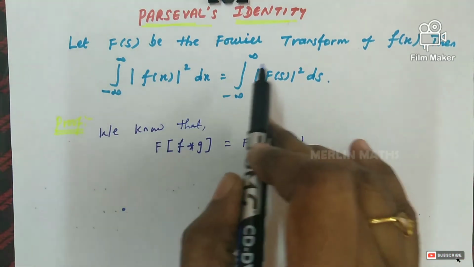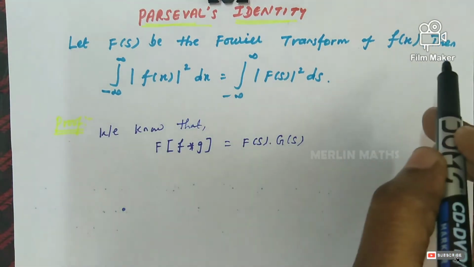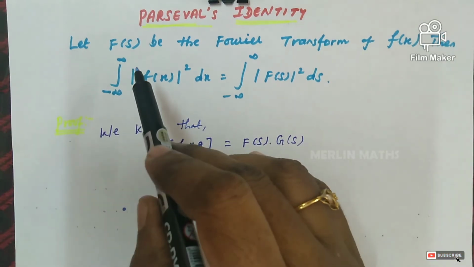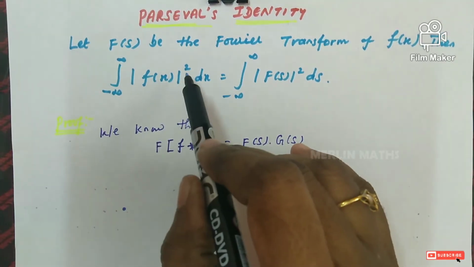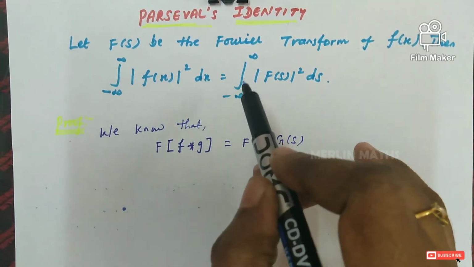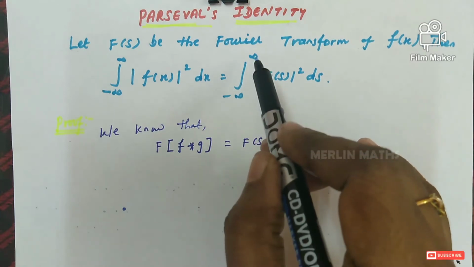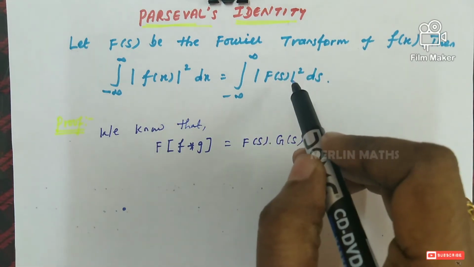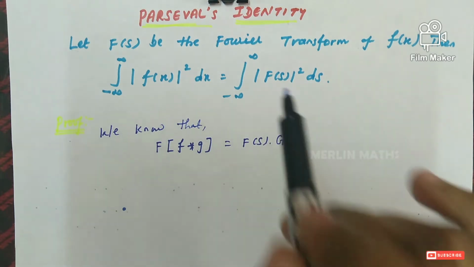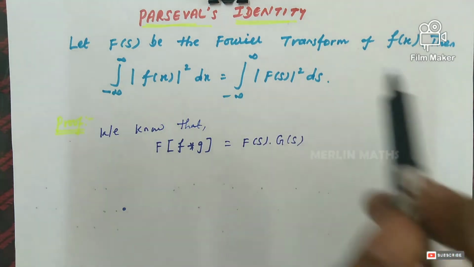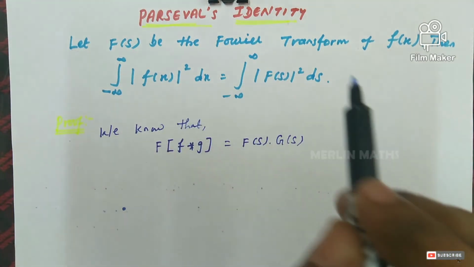Let F(s) be the Fourier transform of f(x), then the integral from minus infinity to plus infinity of modulus of f(x) the whole square dx equals the integral from minus infinity to plus infinity of modulus F(s) the whole square ds. This is what Parseval's identity under Fourier transform says. Now we are going to prove this result.